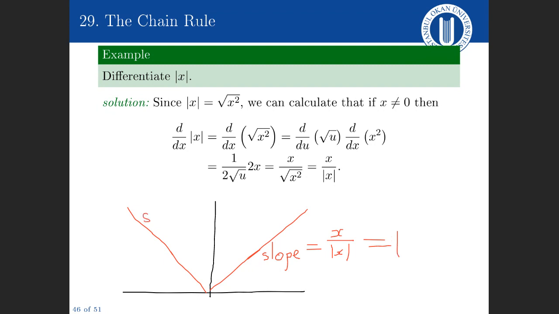Over on the left, again, the slope is x divided by the absolute value of x. If x is a negative number, the absolute value of x is minus the number. So we end up with the number divided by minus the number, or minus 1. And of course, this is not true at 0. The whole calculation doesn't work if we're at 0.